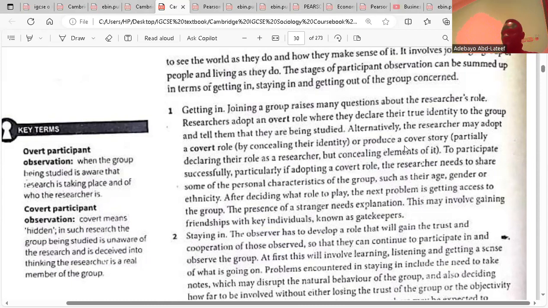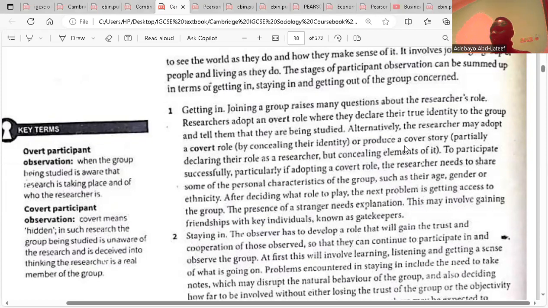So now you have to decide if you come out to unveil your identity or you keep your identity. If you are unveiling your identity to the group, it means you are using the overt system. And if you are not revealing your identity, you are concealing it to yourself, then that is the covert system. I think it's clear.